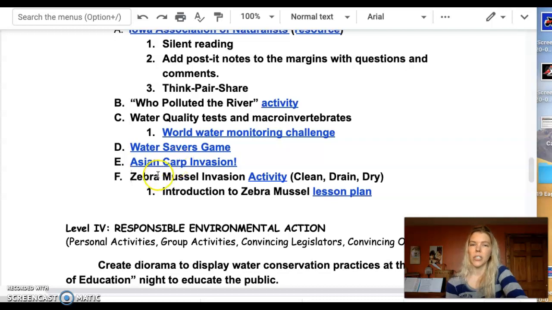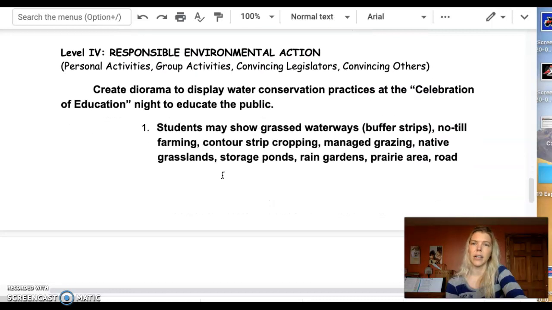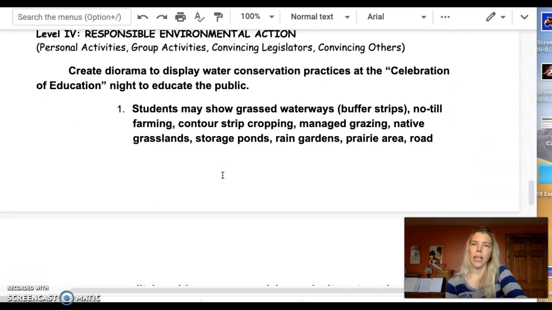Asian carp invasion and zebra mussels are both some things that, we have so many fishermen in my community. I have so many students that love to fish, and they've heard about the Asian carp invasion, and they've heard about zebra mussels. So we're going to learn a little bit about that, and there are some videos and some information points there. And then we will end with our diorama.